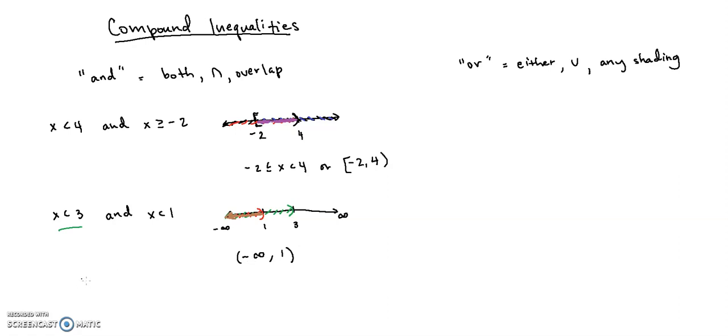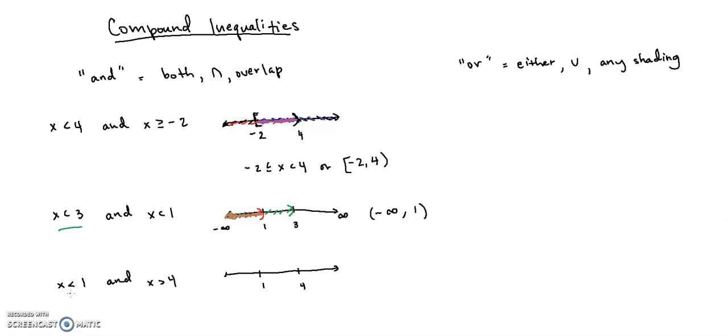Okay, and then let's do one more. Let's say we've got x less than 1 and x greater than 4. I'm running out of space a little bit here, so let me move that out to the end there. Okay, so let's draw it on the number line. So 1 and 4 are the numbers that we're looking at. We've got to make sure we put them in order here.